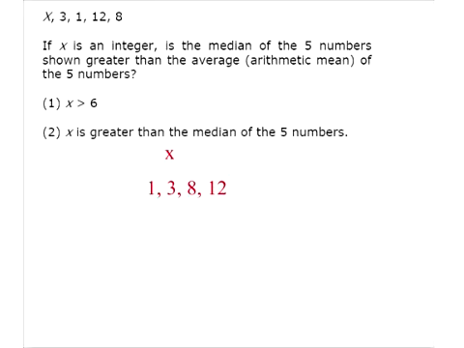I could potentially put x here, in which case 3 is our median. I could put it here, in which case 8 is our median. Or I could put it in the middle, in which case x is our median. So we do know for sure that our median is either 3, 8, or x. What about our average? Since they want me to compare the median to the average, is there anything I can do with this before I look at statements to think about what I know about the average so far?